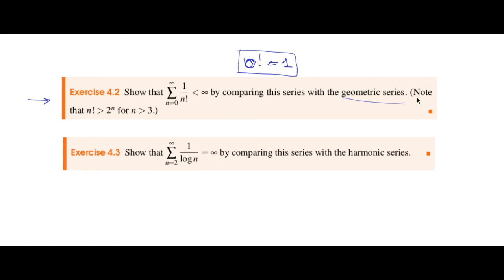And the hint is to note that n factorial is greater than 2 to the n for n greater than 3. Okay? And the second exercise is to show that the sum from n equals 2 to infinity of 1 over the logarithm of n is infinity, comparing it with the harmonic series.